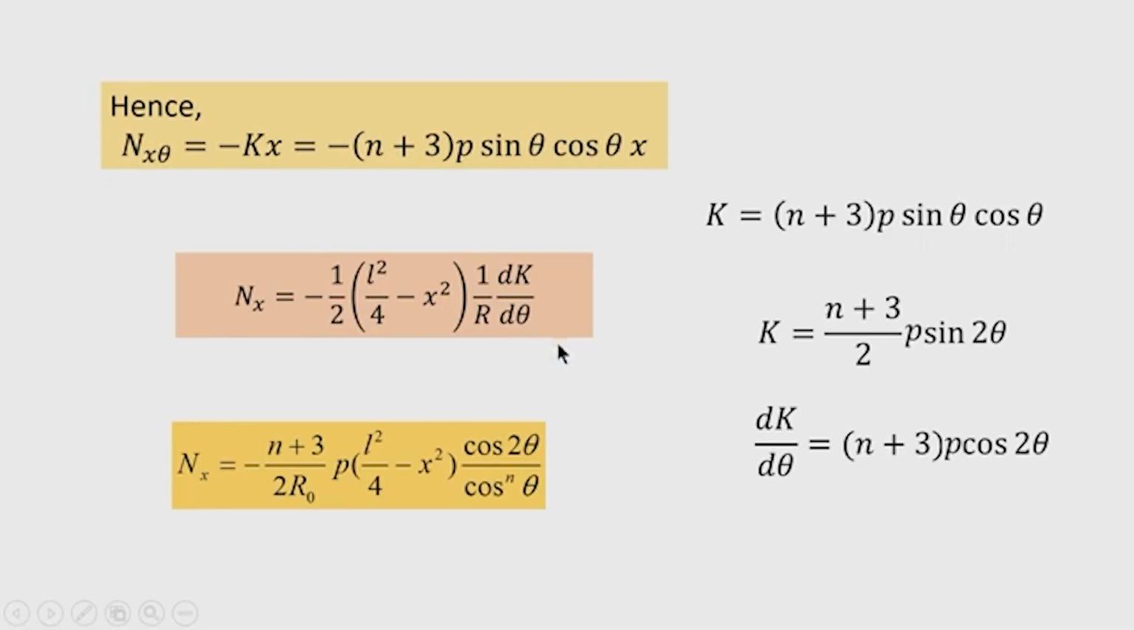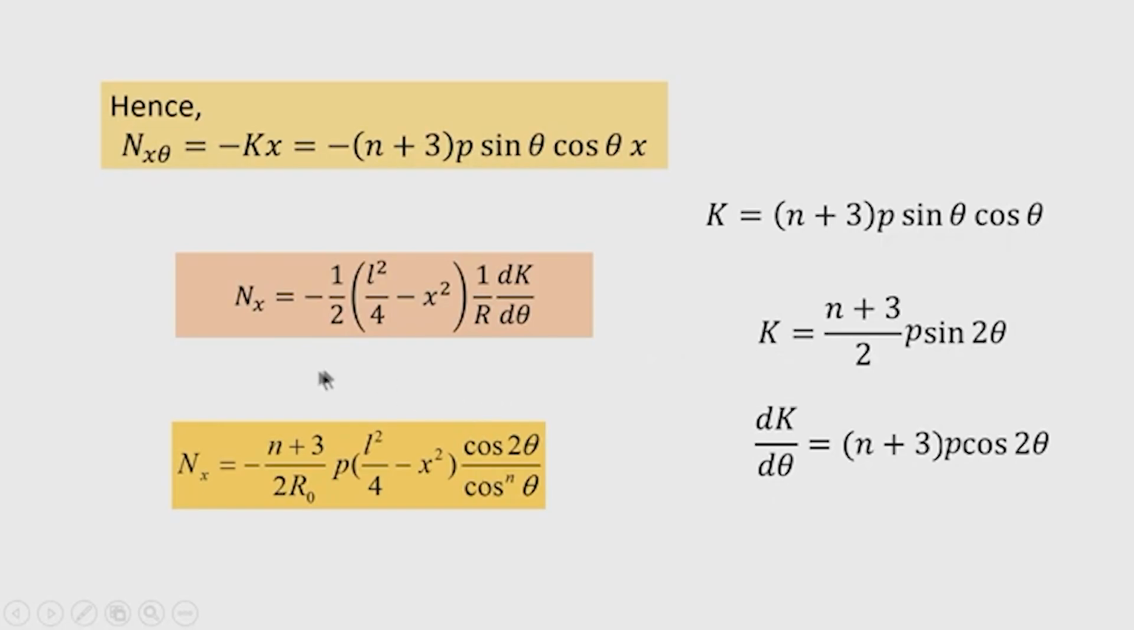We have obtained k as n plus 3 p sin theta cos theta, and this can be further written as n plus 3 divided by 2 p sin 2 theta, because sin theta cos theta is nothing but sin 2 theta divided by 2. So, it is written in this form. So, dk by d theta is nothing but n plus 3 p cos 2 theta, because 2 will get cancelled with this 2 in the denominator.